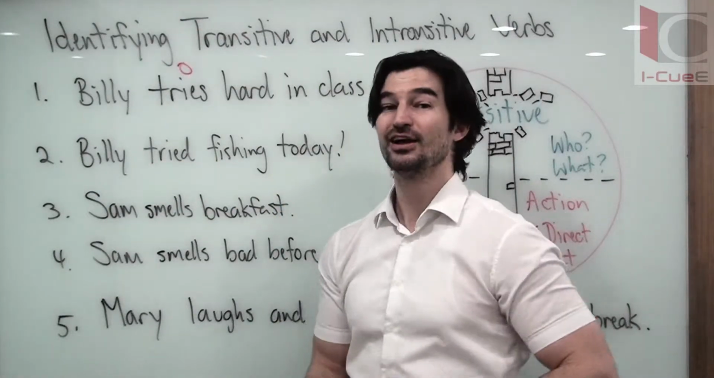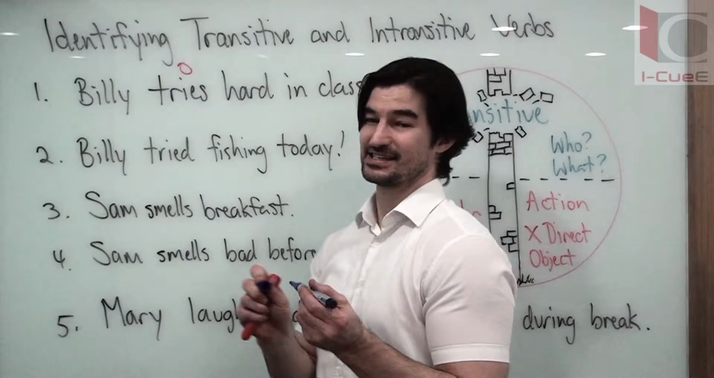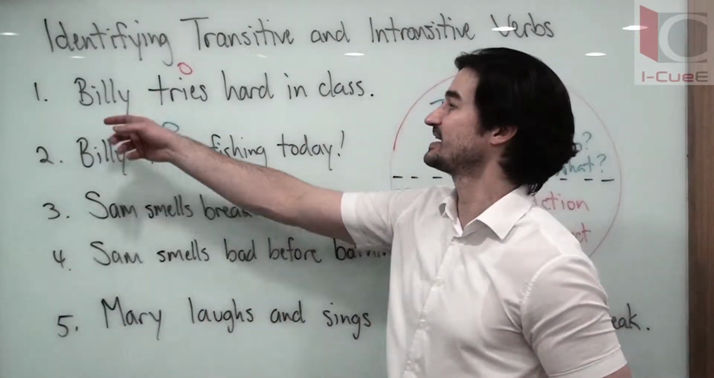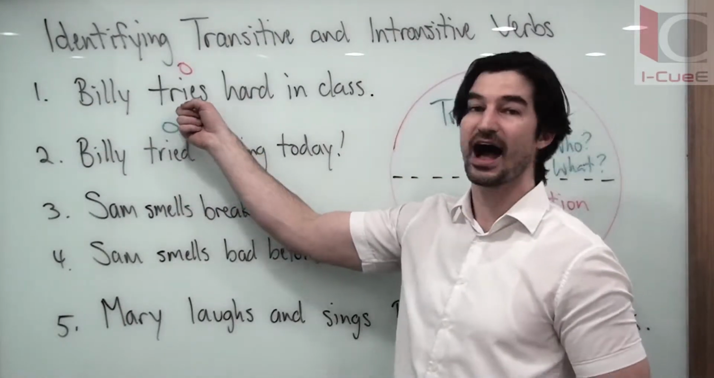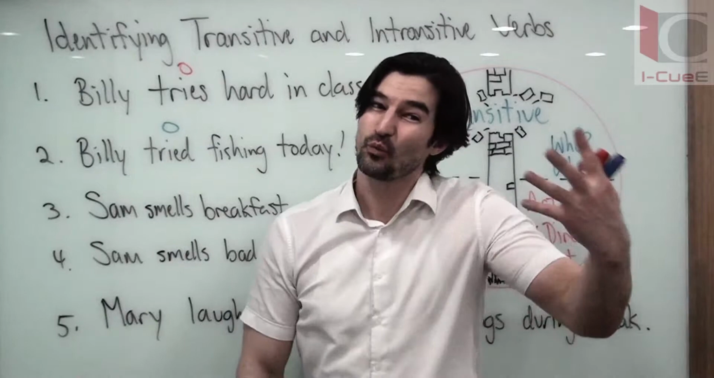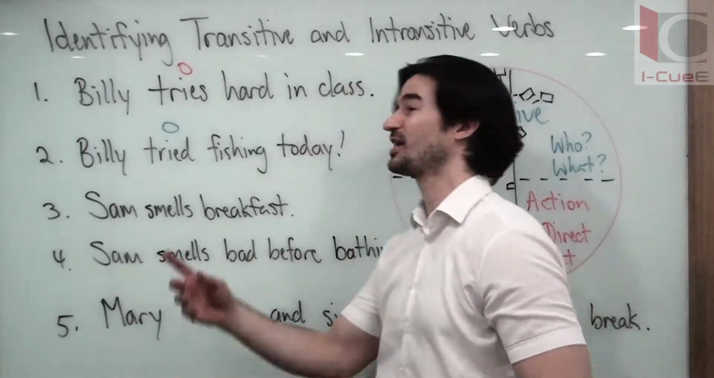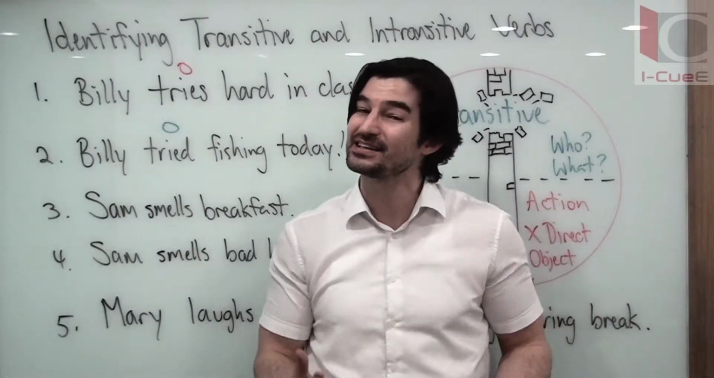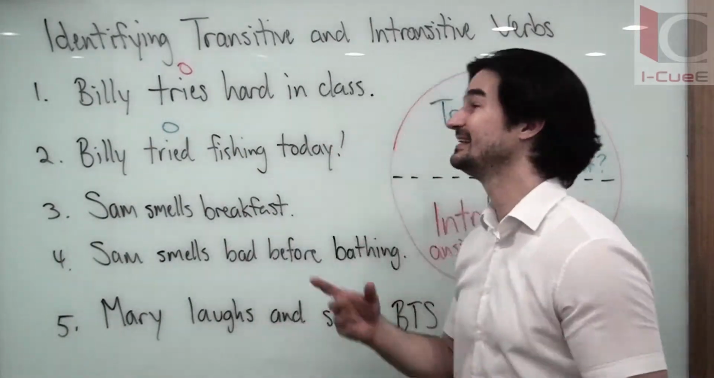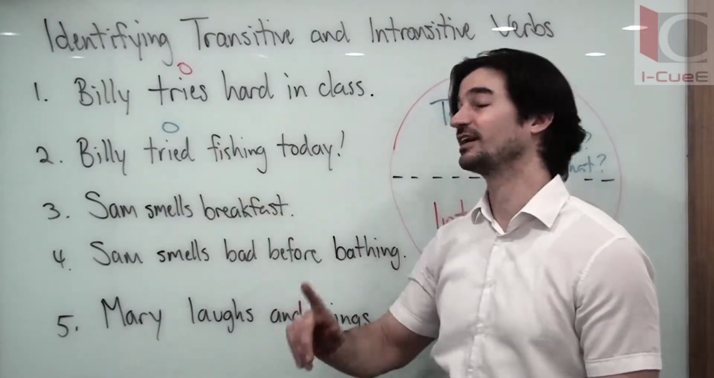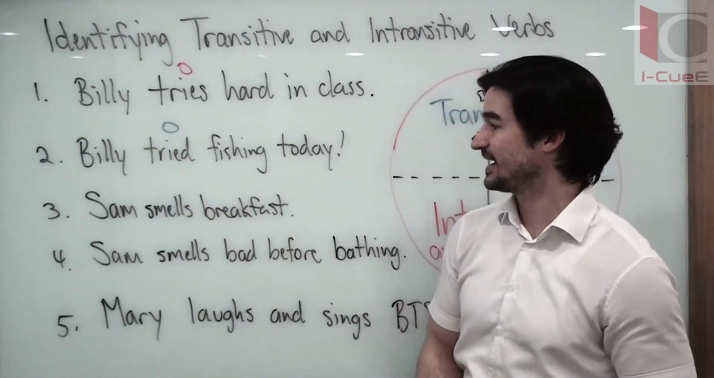So here, tried is not intransitive. I can't ask that question of sentence number one. I can't say, what does Billy try in this sentence? You could say, he tries hard. But that's not what he's trying, that's how he's trying. Remember, this is an adverb, not a noun. And the answer to what would have to be a noun in this sentence. And it is here. We have the gerund fishing. So Billy tried fishing today.